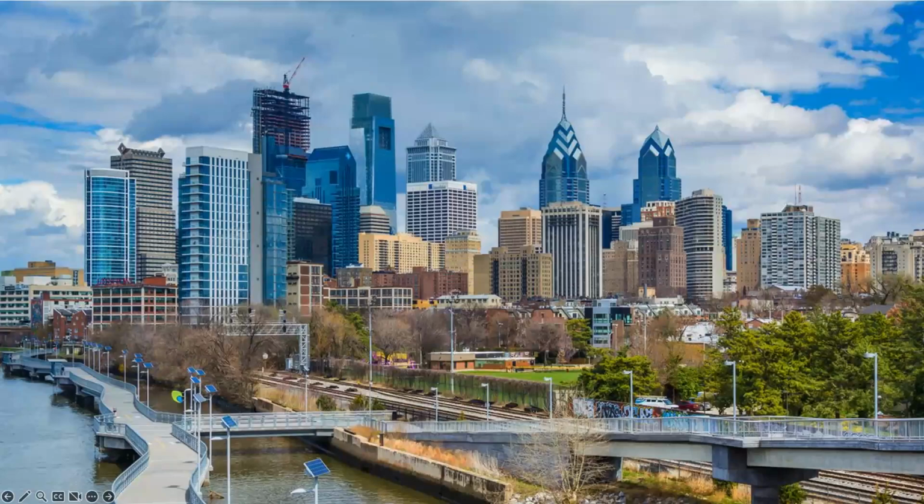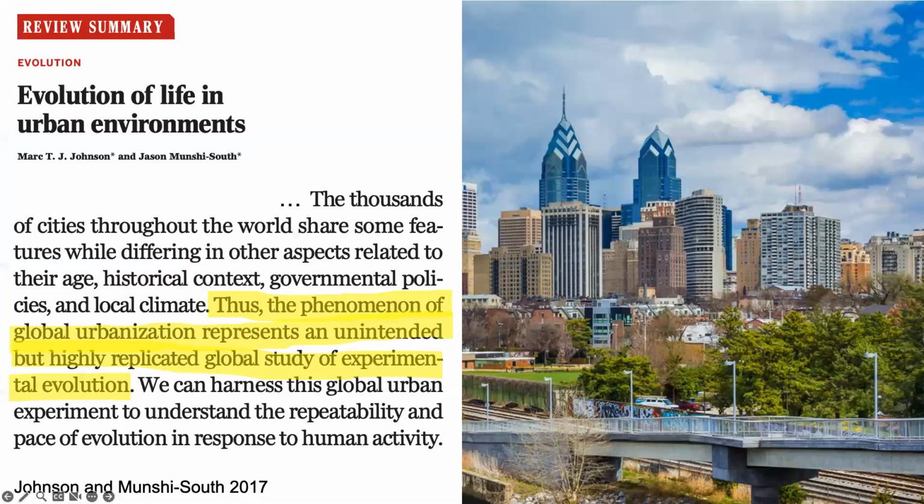The second environmental feature that we're thinking about is urbanization. I have the Philadelphia skyline here because this work takes place in Philadelphia. And the reason that we're interested in this is that this recent paper captures it best. They describe the phenomenon of global urbanization as an unintended but highly replicated study of global experimental evolution. What they mean by that is that if you go to any city around the world, the environment changes in basically the same way as you move from the city center to rural outlying areas.